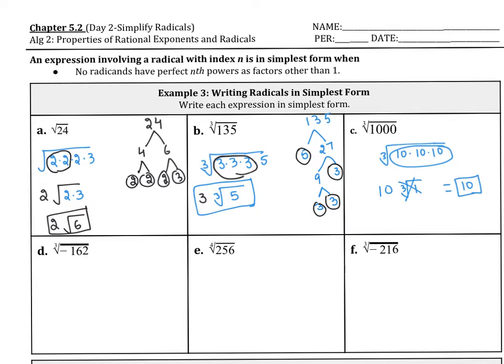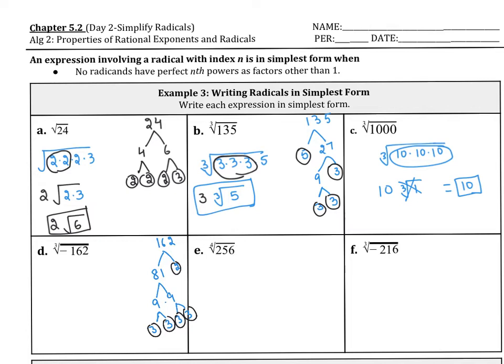Next is letter D. We are going to make a factor tree again for this one. So 162, and that's 81 times 2. And 81 can be written as 9 times 9. And that's 3 times 3 times 3 times 3. So the prime factors for this one are 4 3s and 1 2.